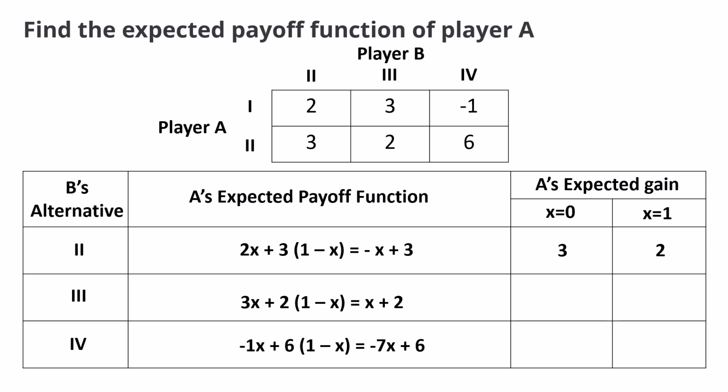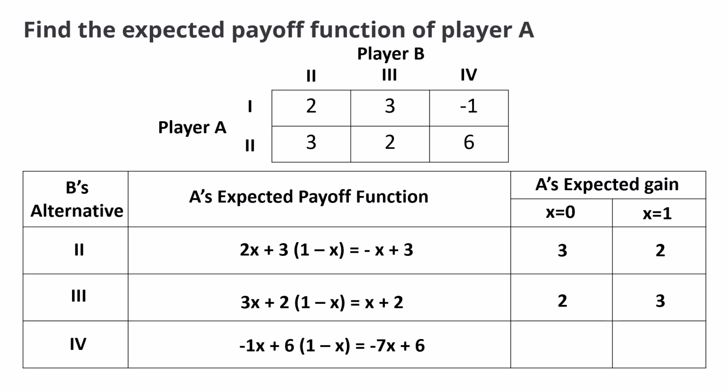In the same manner, if you write the expected payoff function for the third strategy, that will be 3 into x plus 2 into 1 minus x, so 3x minus 2x, it becomes x plus 2. So here at x is equal to 0, the function value becomes 2, and at x is equal to 1, the function value becomes 3.